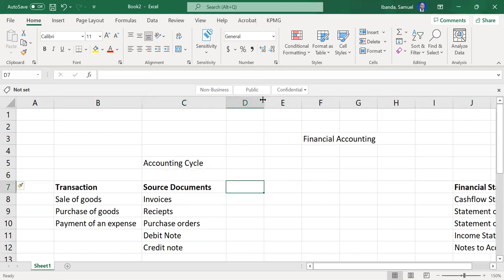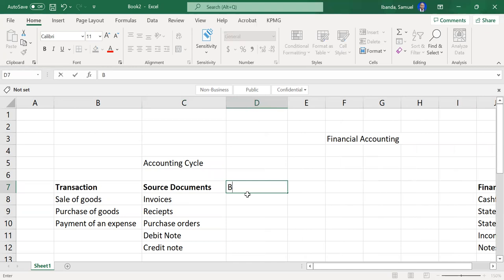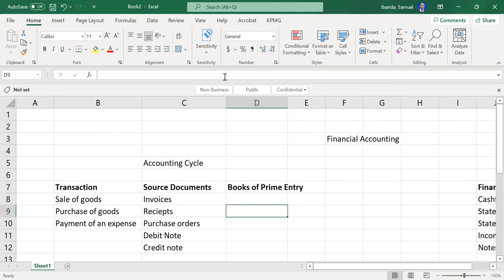As part of our accounting cycle, once we record our transactions in the source documents, the first books we open up are usually called the books of prime entry. Sometimes they are also called books of original entry. The information that goes into our books of prime entry is from the source documents. Under books of prime entry, the most common ones we know are the cash book and the sales journal, sometimes also called the sales day book.